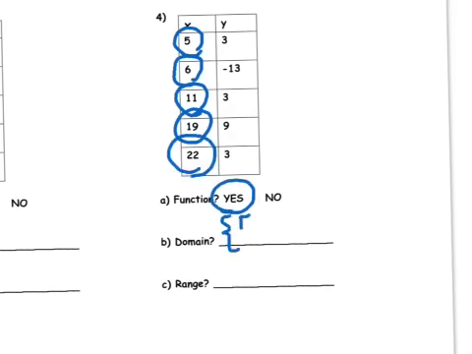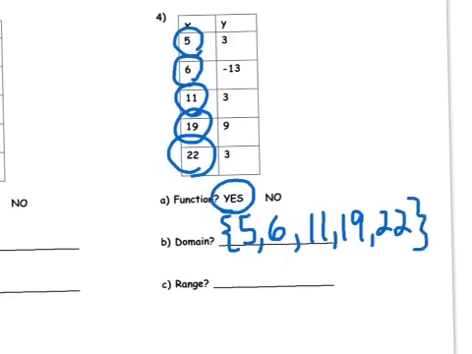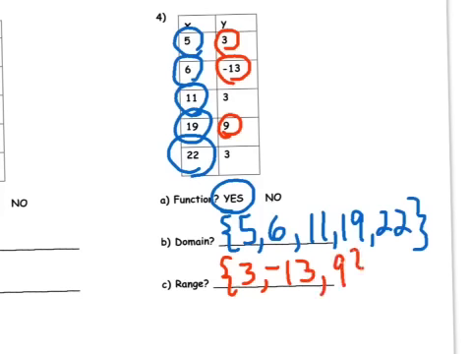And your domain, you're just going to list out 5, 6, 11, 19, 22. And then for your range, you're just going to list out all of these y values, and there's no reason to list the repeats in the range. It's just extra work to list the repeats, so no reason to do it.